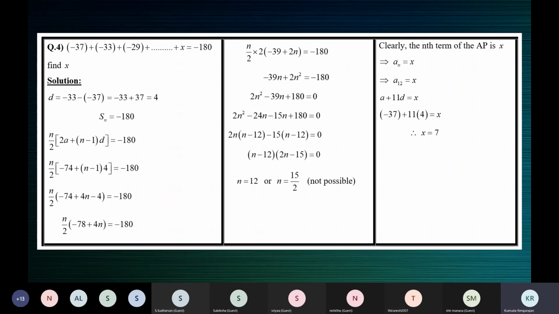So Sn is equal to minus 180. This equation will help you to find the value of n, because in Sn is equal to minus 180, when you use the formula, you can substitute the values of A and D, but not n. So you get a quadratic equation in n. On solving that, we get two values for n. 15 by 2 not possible. N is 12. So x is the 12th term, and the value of x is 7.